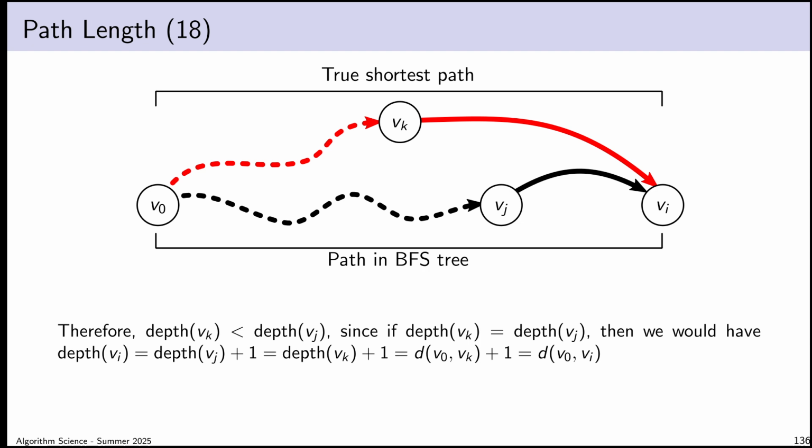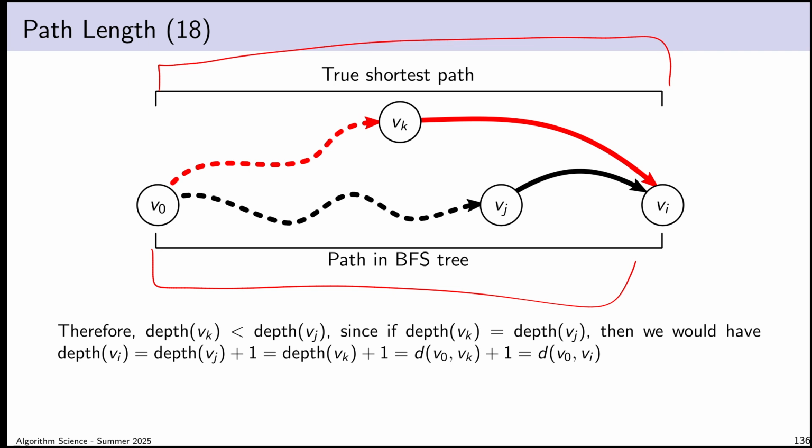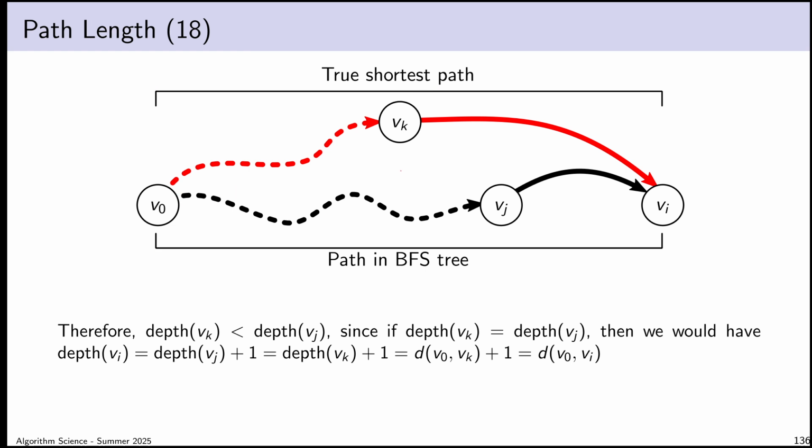Well, we know that the length of this path here is longer than the length of this path here. We also know that the distance from v0 to vk has to be less than the distance from v0 to vj. And if the depth of vk is equal to the distance, and the depth of vj is equal to the distance, well, that means that the depth of vk has to be less than the depth of vj.